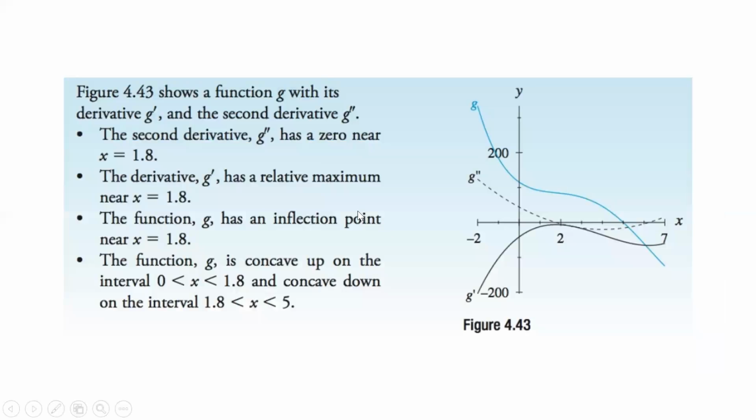Here what we're seeing is just a different interpretation of graphs. So here we have our function, our second derivative, and our first derivative. We're going to have some kind of shape that's different, and what we're going to see is the second derivative g prime has a 0 near 1.8, and that's where it crosses that axis. Well, what does that tell us? That's going to be our point of inflection right there. Okay, so that's the point of inflection on our original function.